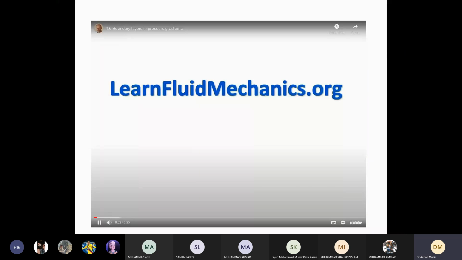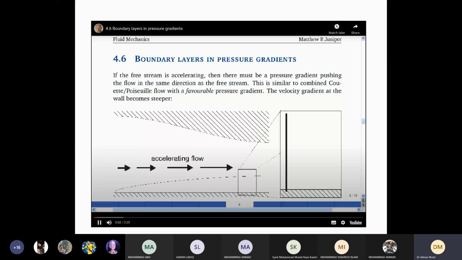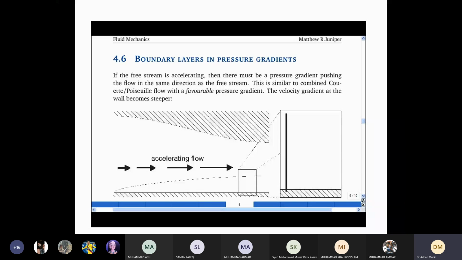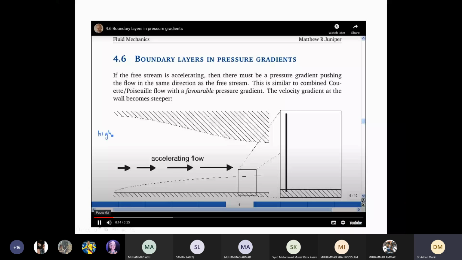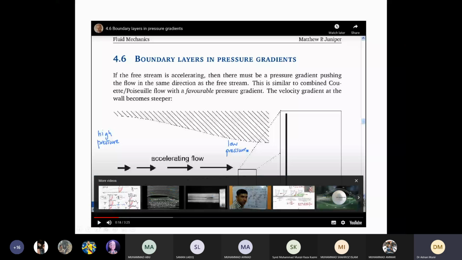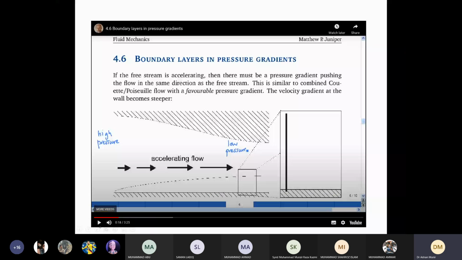We're now going to consider boundary layers in flows in which there is a pressure gradient in the direction of the flow. First, we will consider an accelerating flow, and this would have a high pressure on the left, upstream, and a low pressure on the right, which is downstream. Now you can see in this case, we have a plane boundary, and then we have this boundary layer on top of it. And in this case, the flow is accelerating flow.